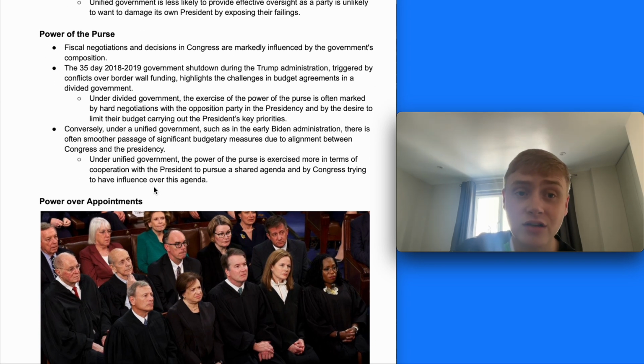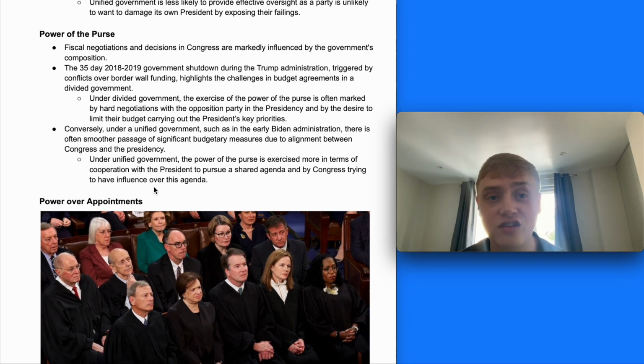In terms of the power of the purse, fiscal negotiations and decisions in Congress are massively influenced by the composition of the government and whether there's unified or divided government.